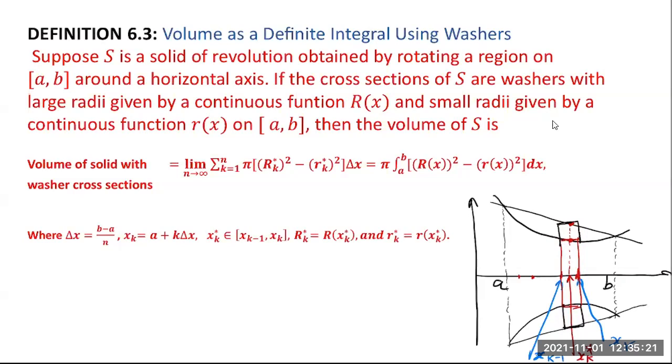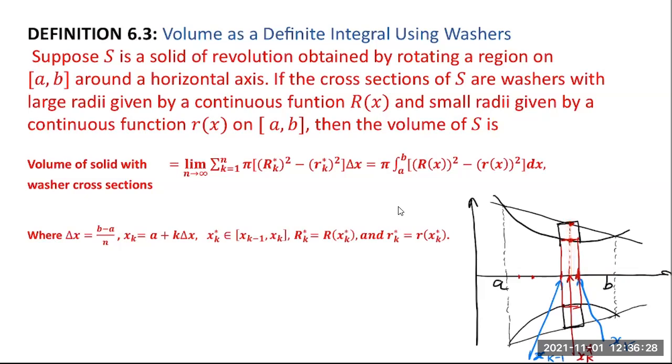Okay. How do you find the volume of that washer? Well, what I'm going to do is, I'm going to find the volume of this disk and then subtract the volume of this smaller disk from the volume of the bigger disk. The volume of the bigger disk is the volume of this disk. And then you subtract the volume of this smaller disk to get the volume of the washer. Okay. That is going to be, first of all, let's find the volume of the bigger disk. The radius of the bigger disk would be uppercase R of xk star, right?